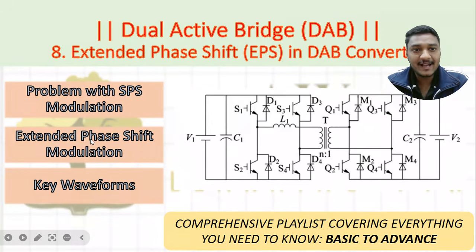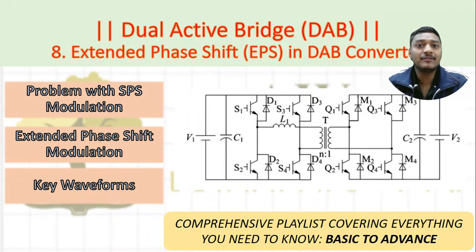In the next class we will see what important expressions are required in the extended phase shift modulation and how to get them. Then we will build a script file, in the same way as we built the script file for the single phase shift modulation, to compute every parameter automatically. Then we will run the simulation in open loop as well as in closed loop.